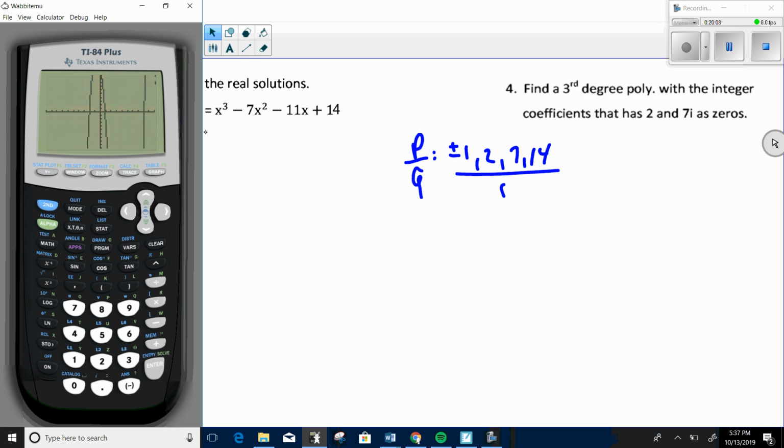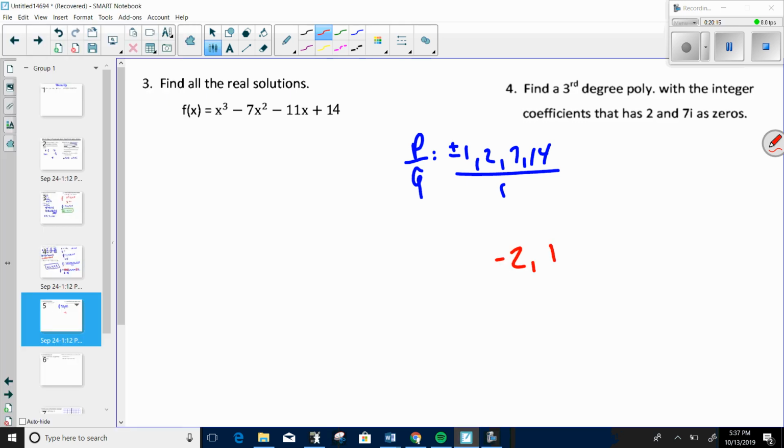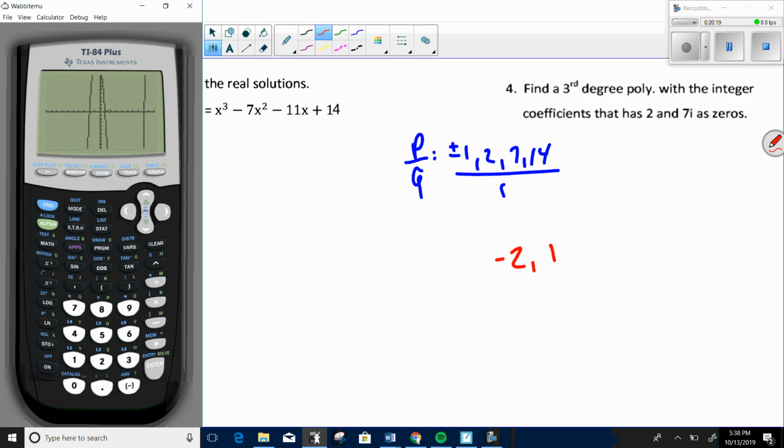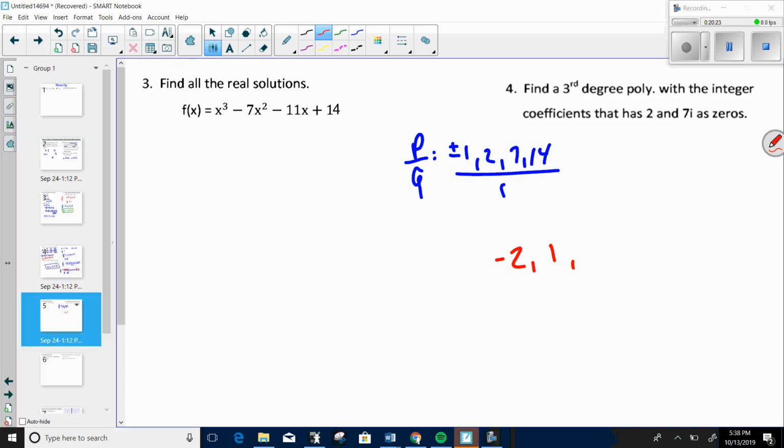So when I graph this, okay, it looks like what? Possibly negative 2 and 1. So negative 2 and 1. And then if I go back into the calculator, that looks like 1, 2, 3, 4, 5, 6, 7, 8. But here's the problem. Is 8 one of my possibilities? Nope. So there's something going on there.